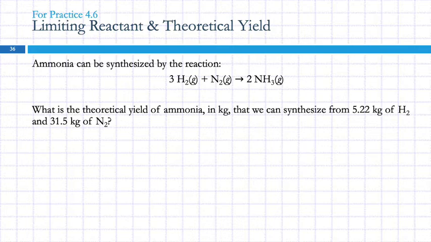Well, they're giving us a mass of hydrogen and a mass of nitrogen. Those are the things with the numbers. And here's our question word, what? We want the theoretical yield of ammonia in kilograms.